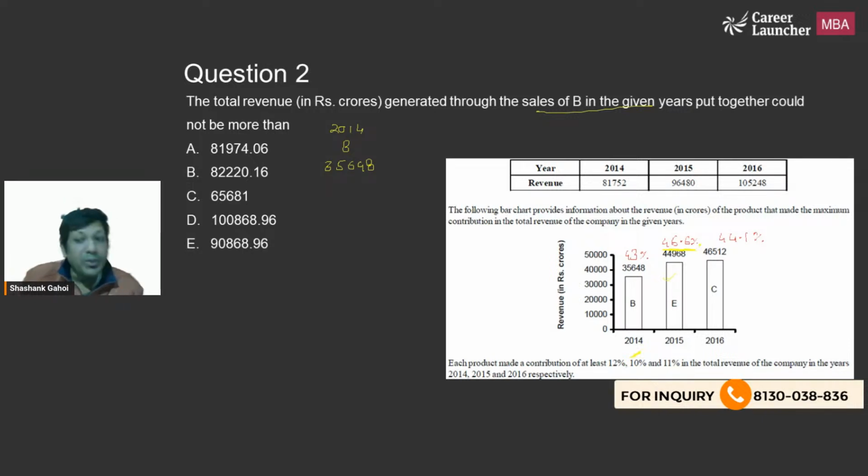So how much is B doing? 46.6 plus 30 is 76.6. So B should be doing 23.4%, right? 23.4% of what? 23.4% of 96,480. Are we clear till here? Ayush, Shubhra, Kushagra?